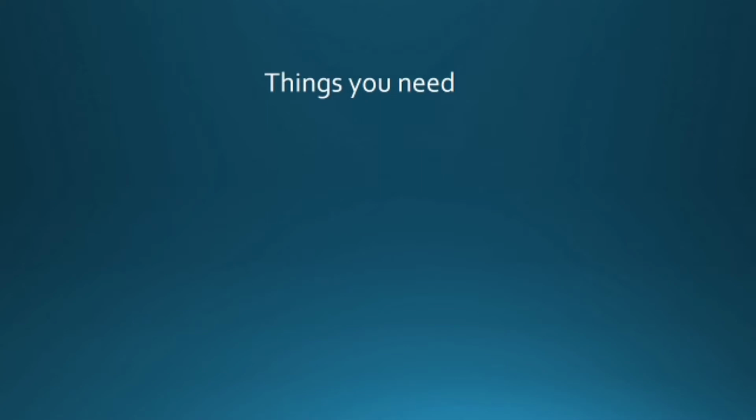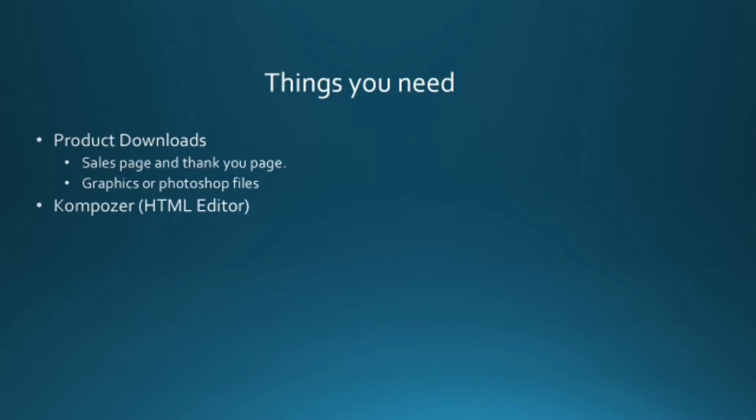Now here are the things that you need. You need of course to have the product download. So you're going to need to have access to the video course, the ebook, or the product itself. You're going to need to access the sales page, the thank you page. If you don't have a thank you page, you can create a thank you page with the HTML editor that we're using, and I can show you how to do that. But most products should have a sales page and a thank you page. And then of course they should have the graphics that come with the sales page and the Photoshop files.